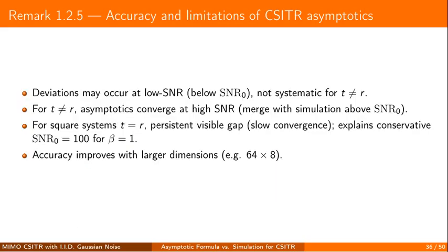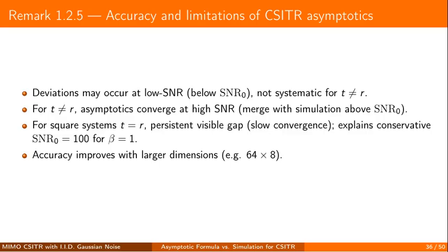A closer look at accuracy. Deviations can appear at low SNR below the activation threshold, but they are not systematic when the two antenna counts differ. For asymmetric systems, the asymptotic formula converges to the simulation at high SNR, and the two curves merge cleanly above the threshold. For square systems, however, a small but persistent gap remains, reflecting genuinely slower convergence, which is precisely why we set the activation threshold more conservatively in the square case.